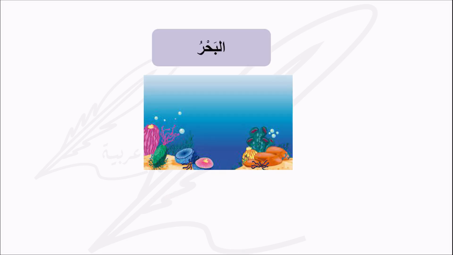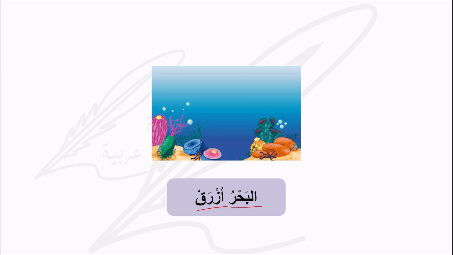The sea in Arabic is al-bahru. Repeat after me. Al-bahru. Good job. How do we say the blue sea? The blue sea, or the sea is blue, in Arabic is al-bahru azraq. Repeat after me. Al-bahru azraq. Good job, everyone.